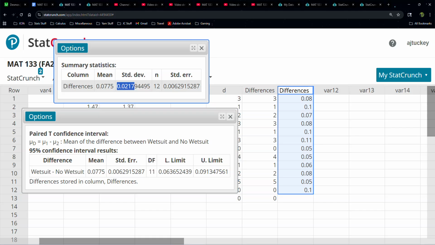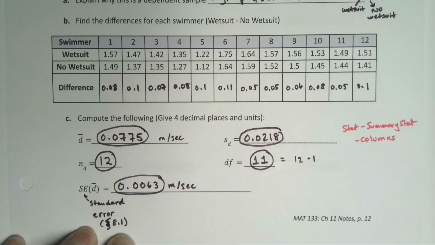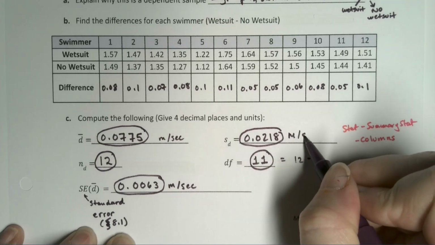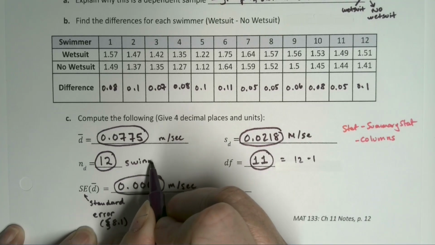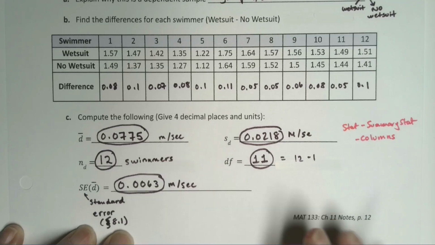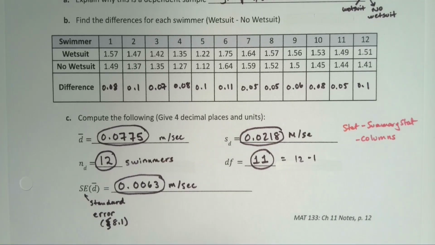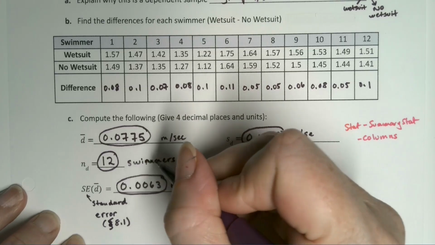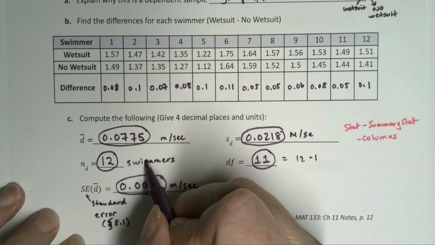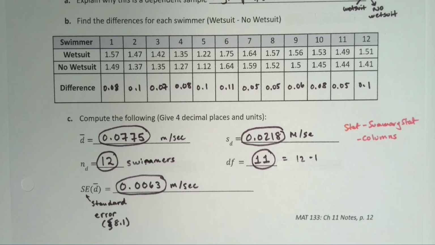And now we have the standard deviation. It's 0.0218. And if you're interested, it would have the same unit as the data set. So this would be meters per second. This would be meters per second. And this is actually swimmers. Degrees of freedom is more a generic number thing, but if you want to think of it as swimmers, that's fine. So it has the same unit as your n. But we don't really think of degrees of freedom as having a unit generally.